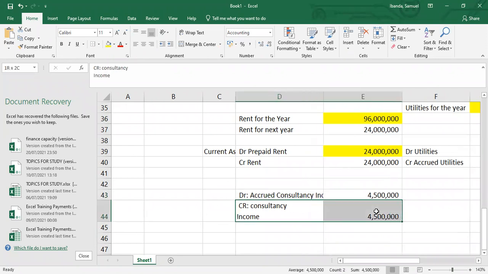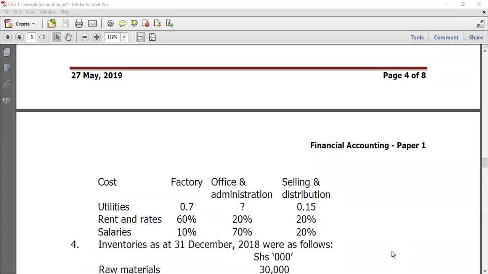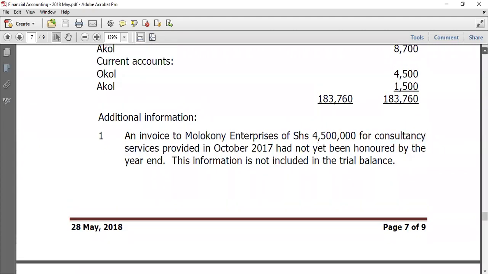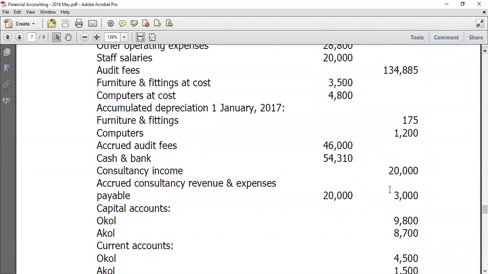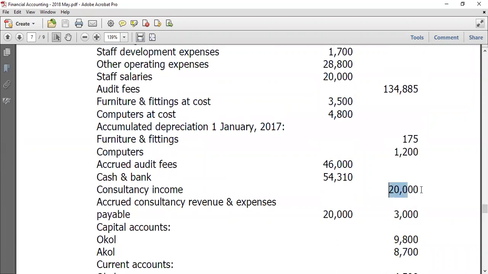So the reason why I'm crediting my consultancy income with 4.5 is because this value is not part of what we have in the trial balance. Remember, what we have in our trial balance is this. We have 20,000. So it's not part of this value. The 4.5 is not part of that value. So that's why we include it there.